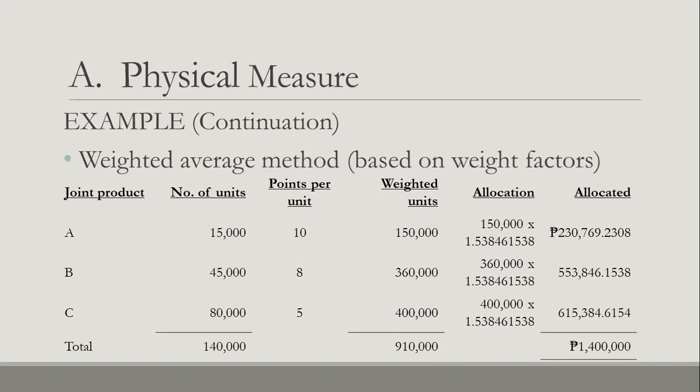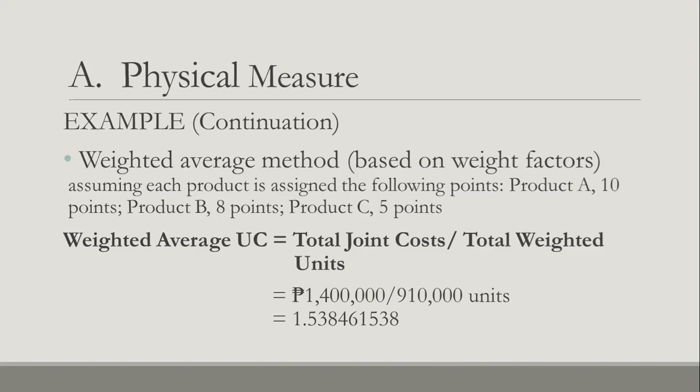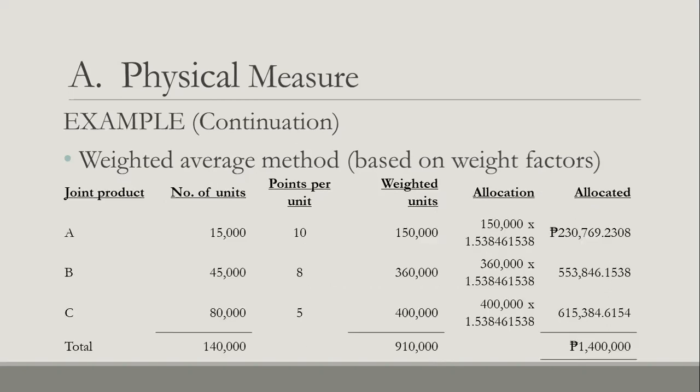It was determined by, again, multiplying your number of units by your points per unit, which is this 10, 8, and 5, which again came from this given: product A, 10 points, product B, 8 points, product C, 5 points. You multiply number of units by your points per unit, you will get your weighted units. So for product A, you have 150K, for B, 360K, and for C, 400K. So you get the total of that, 910,000.